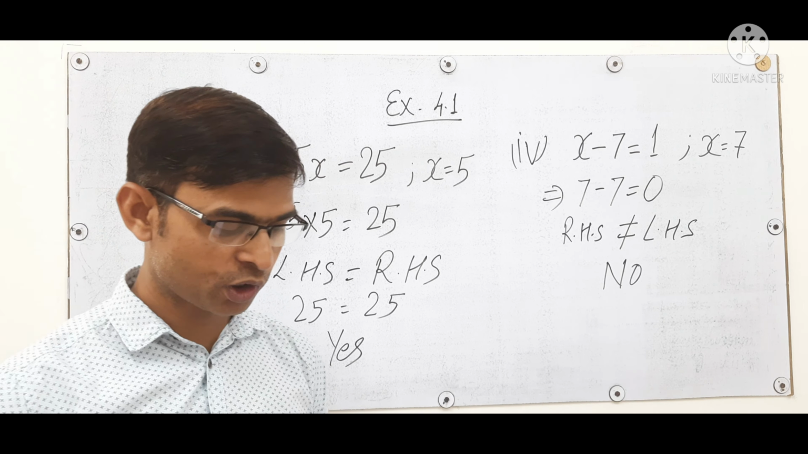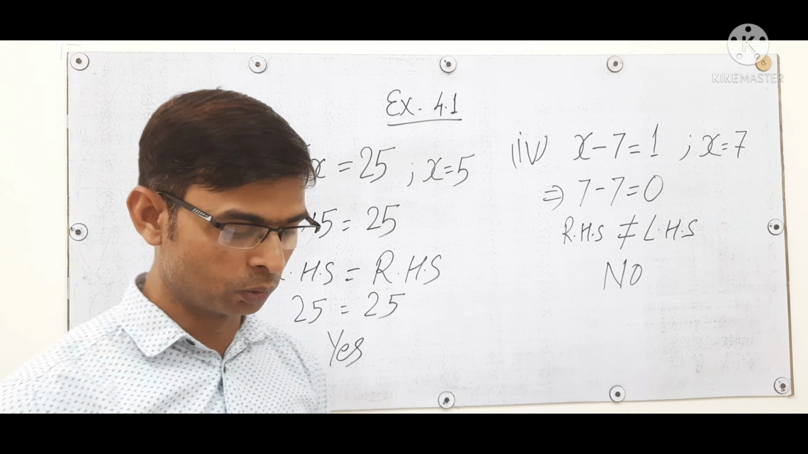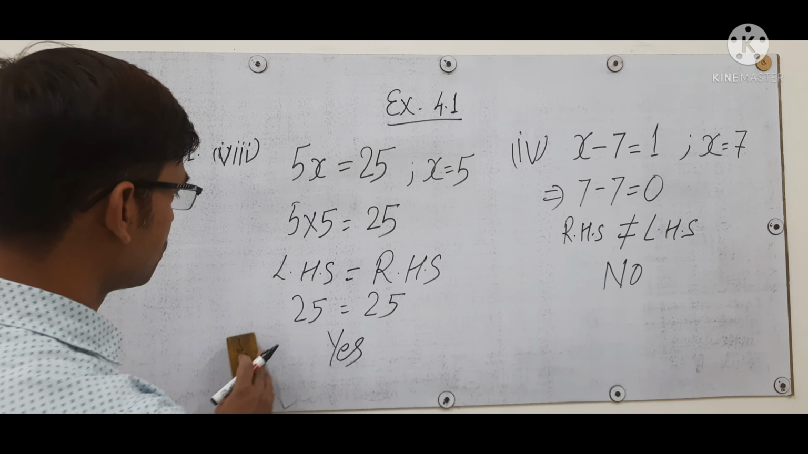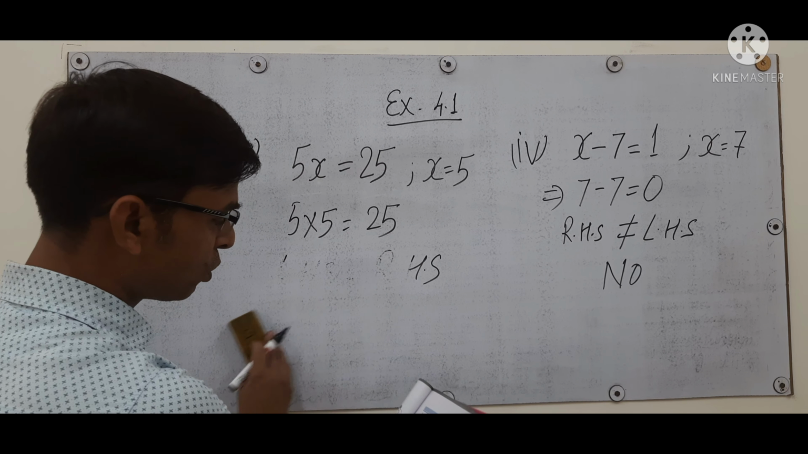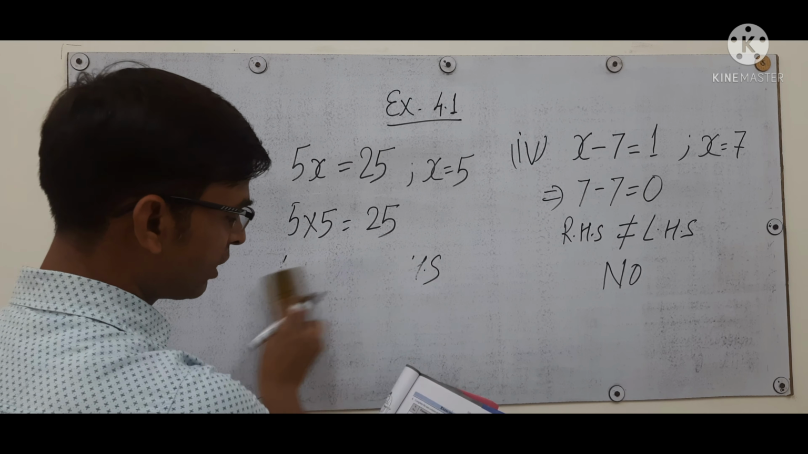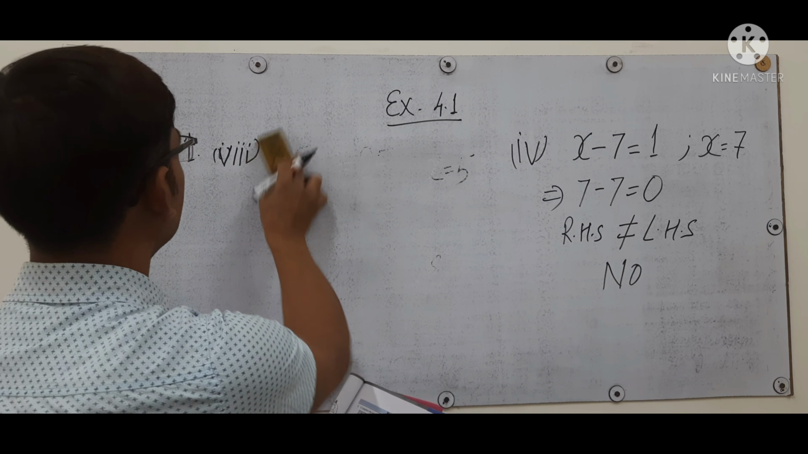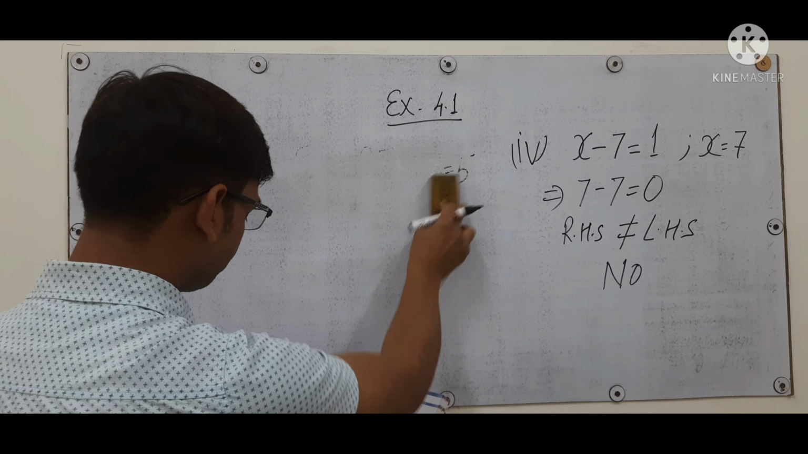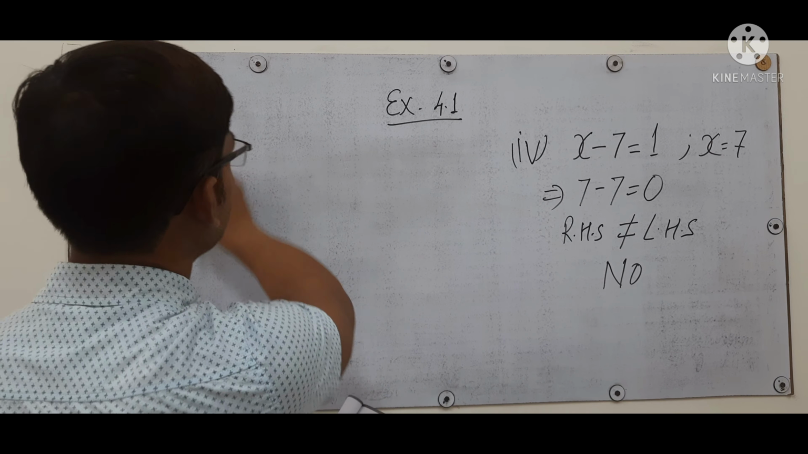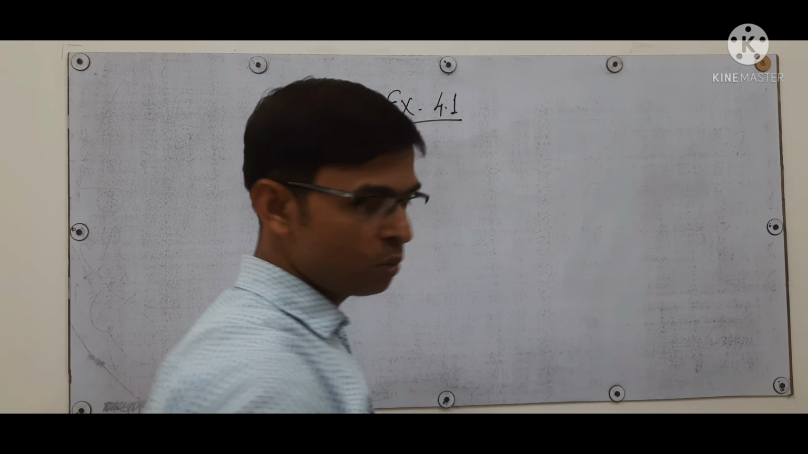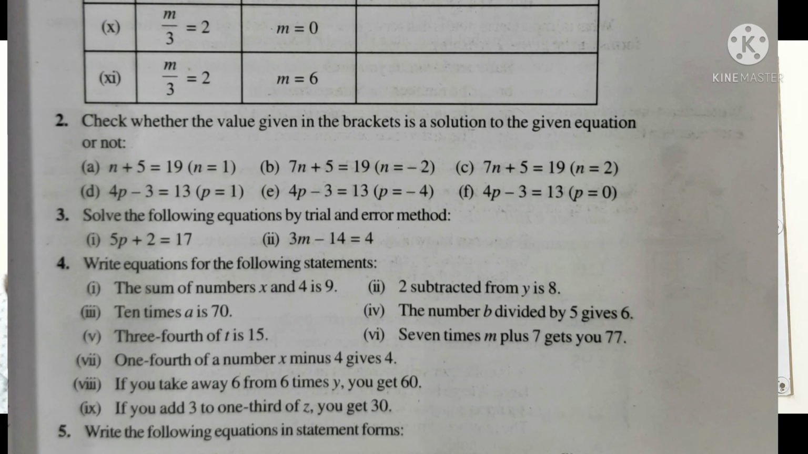Okay, now we will proceed to solve question number 2, which you can see on your screen also. So let's read question number 2. Question number 2 is: check whether the value given in the brackets is a solution to the given equation or not. So here we have been given some values and we have to find whether each is the solution of the equation or not. Let's see how it will be solved.